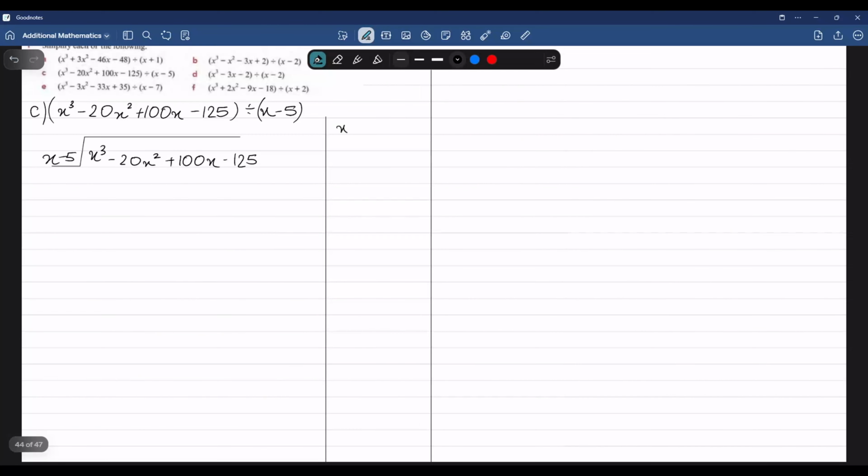So basically, x cubed divided by x. Again, first term divided by first term, which is giving us x squared. So we have this x squared. Now we multiply it by x minus 5, which would give us x cubed minus 5x squared.